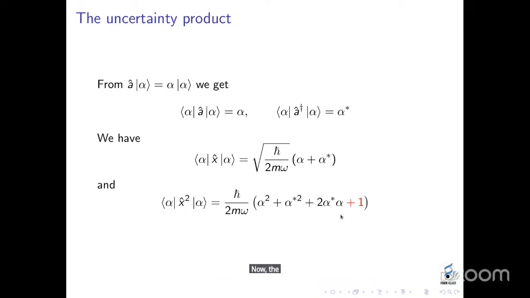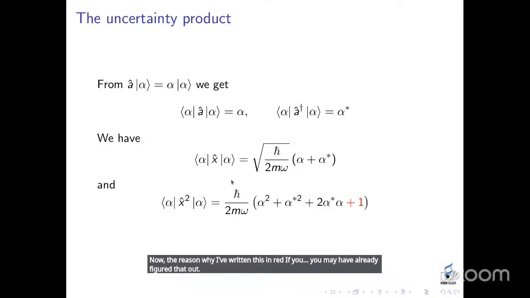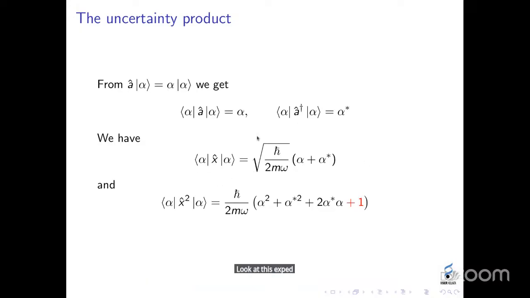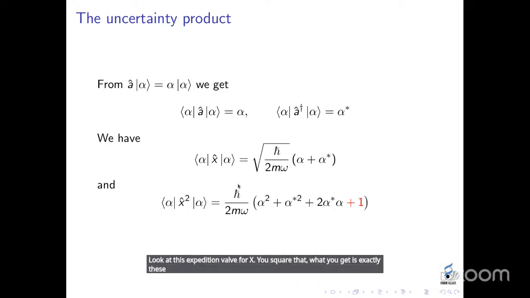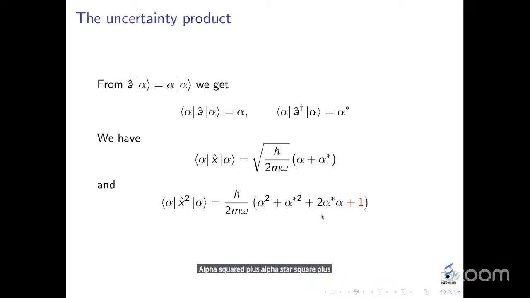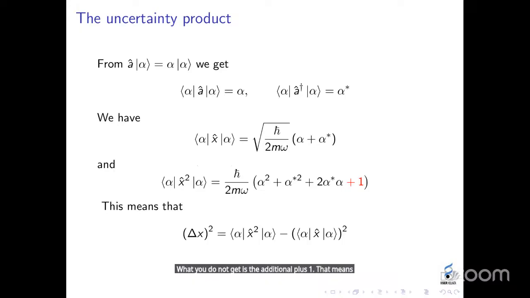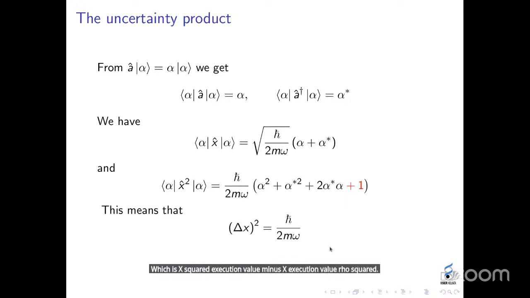Now, the reason why I've written this in red, you may have already figured out. Look at this expectation value for X. If you square that, what you get is exactly these terms: H cross by twice M omega, alpha square plus alpha star square plus twice alpha star alpha. What you do not get is the additional plus 1. What that means is delta X squared, which is X squared expectation value minus X expectation value whole squared, is simply given by this quantity, H cross by twice M omega.